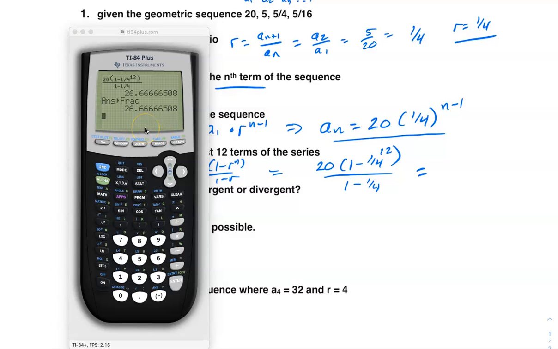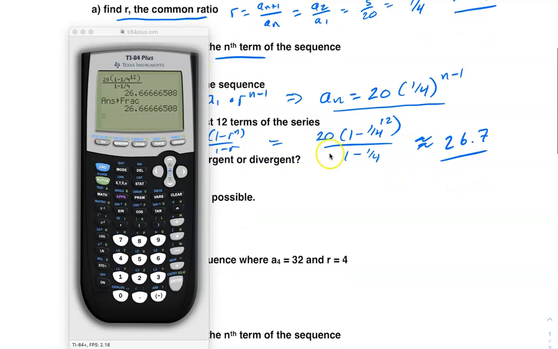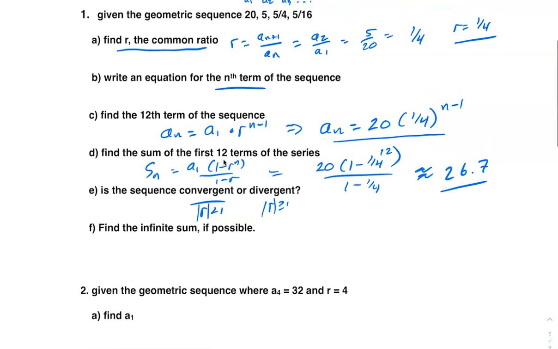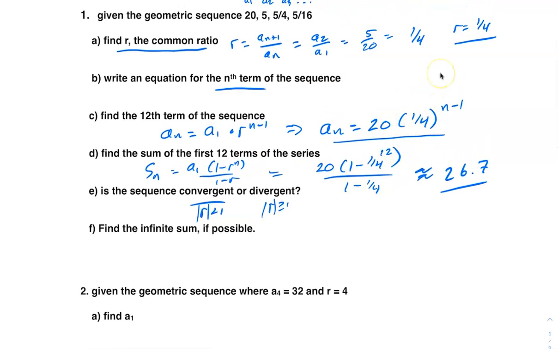So it's 26.666508. If you want a fraction, again, I'm fine with either one. So this will round it to the nearest tenth. And there we go. Approximately. Little approximately signs. Next question. Is the sequence convergent or divergent? Remember that? Convergent is when the absolute value of r is less than 1, and divergent when r is greater than or equal to 1. Our r was 1/4, so we're convergent.